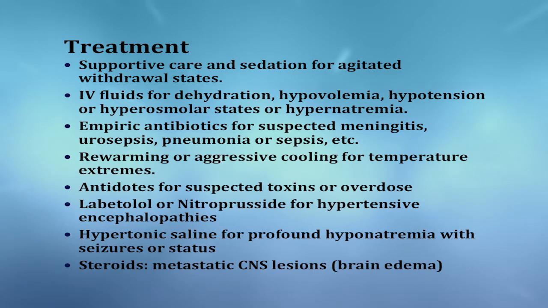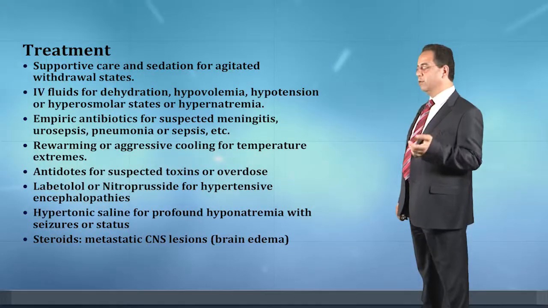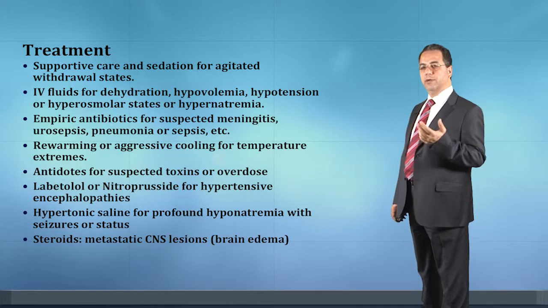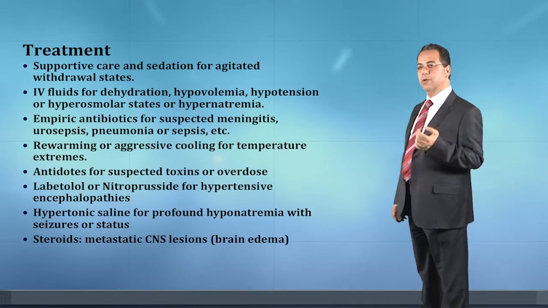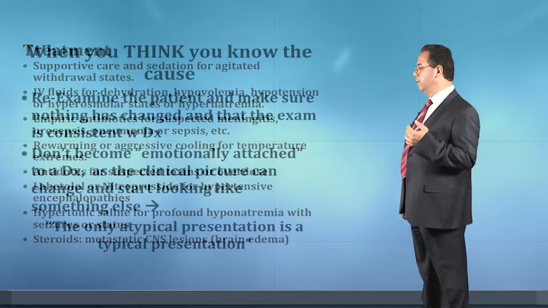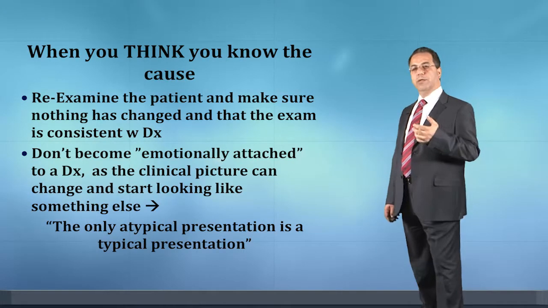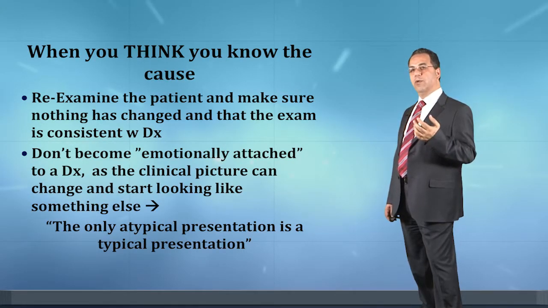If severe hypertension is noted, antihypertensives such as labetalol or nitroprusside can be initiated in the emergency room, as this could be causing hypertensive encephalopathy. Hypertonic saline for profound hyponatremia or for a patient with seizure or status epilepticus. Steroids intravenously, dexamethasone, for a patient with a known brain metastatic lesion and brain edema and change of mental status.